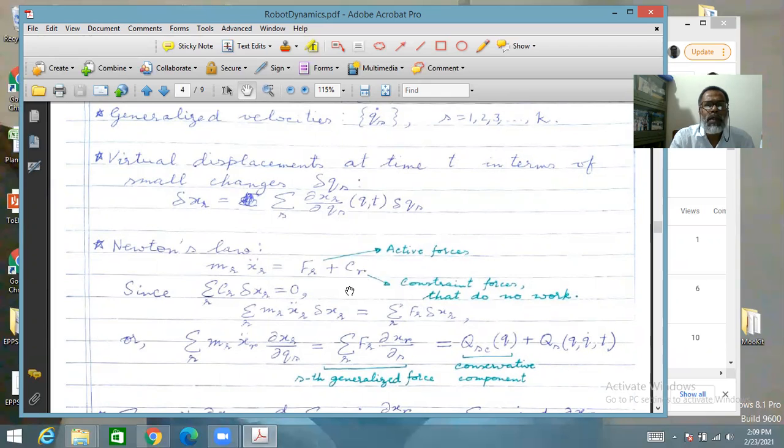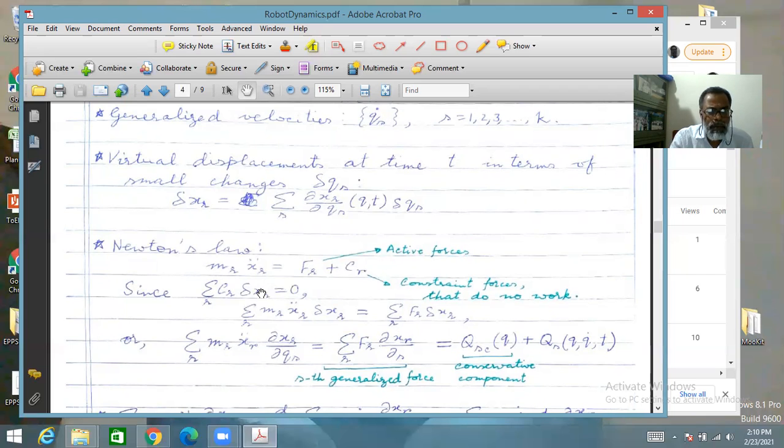So now what we do is that we impose that condition mathematically. Constraint forces into delta xr summed up over r is 0. Fine. Now we multiply this with delta xr and sum up over all r on both sides. On this side, this part will have no contribution, only this part will have contribution. So we get sigma r mr xr double dot into delta xr is equal to just Fr delta xr summed over r. The constraint part will make no contribution because of its nature.